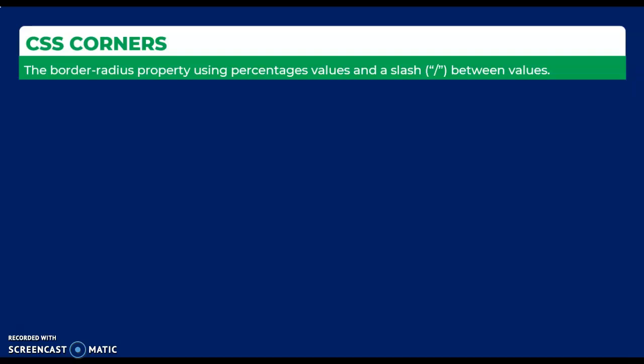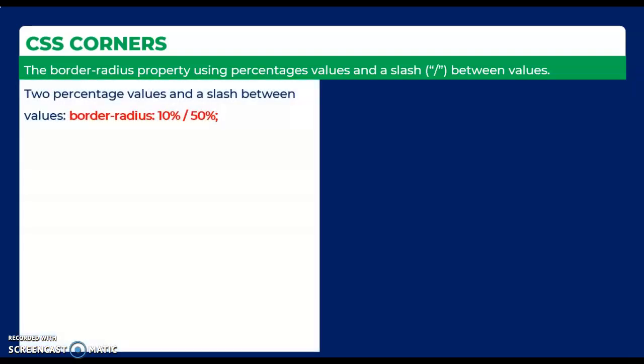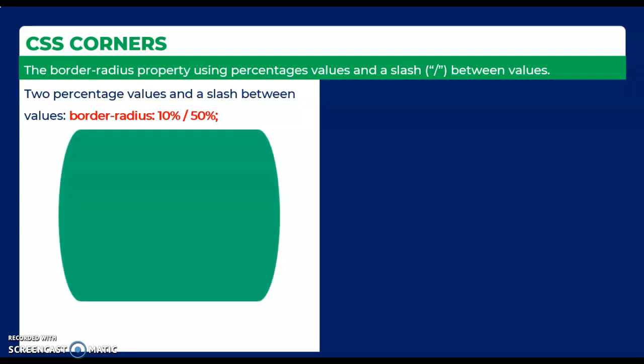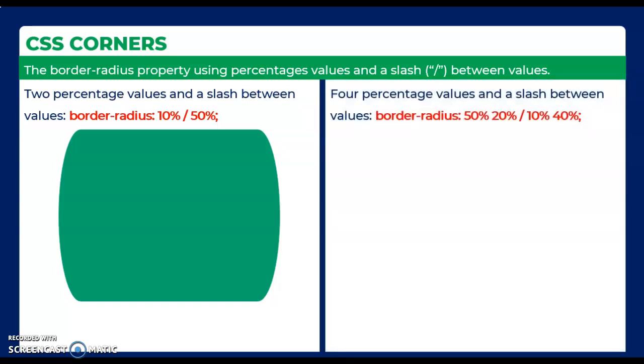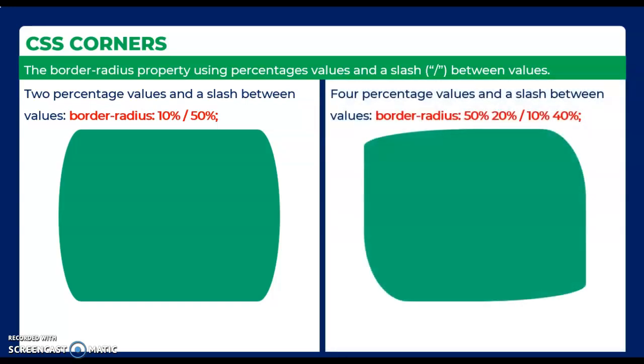The next slide introduces the border radius property using both percentages and a slash between the values. This is the border radius property using 2 percentage values and a slash between values. The next one is using 4 percentage values and a slash between values.